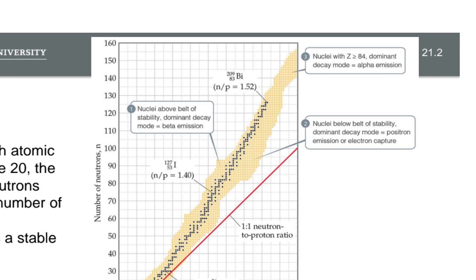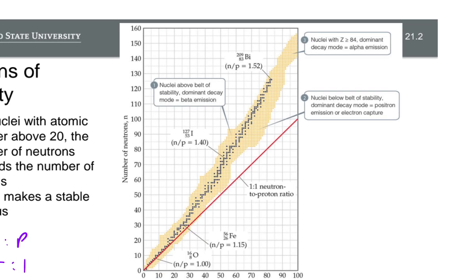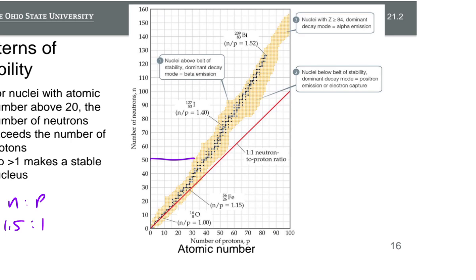So if we had a nuclide, let's just draw one out here, with atomic number 30, and number of neutrons equals 50, so our mass number equals 80, then we should expect that nuclide to decay by beta emission.